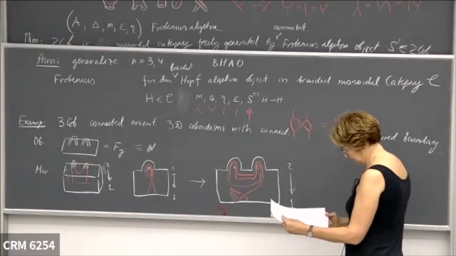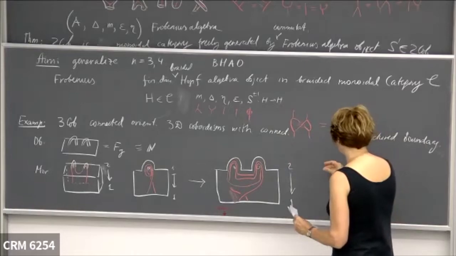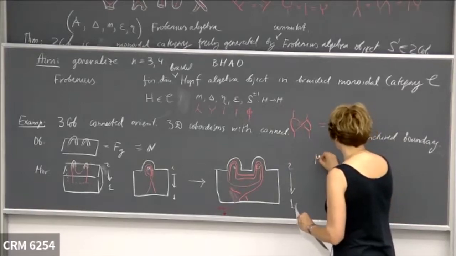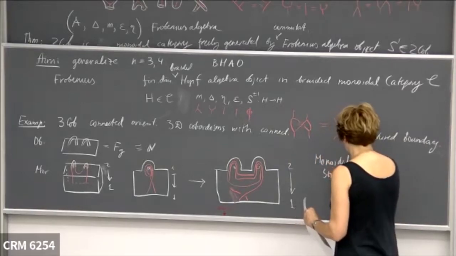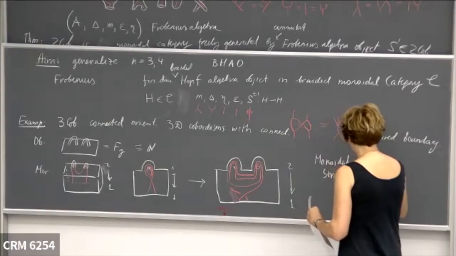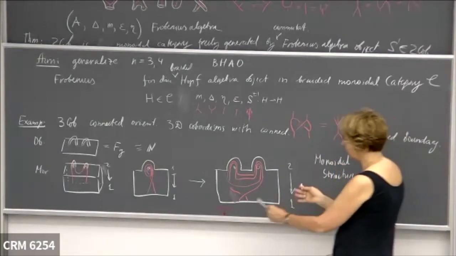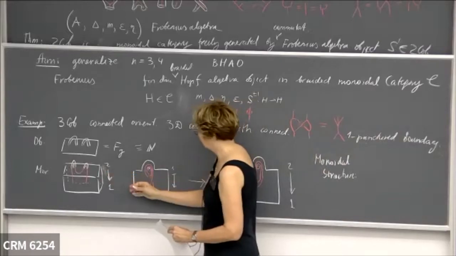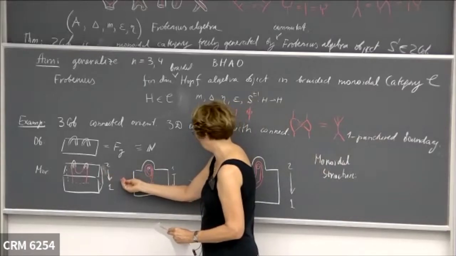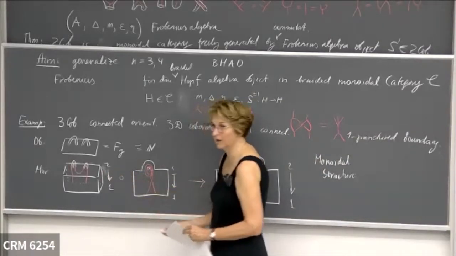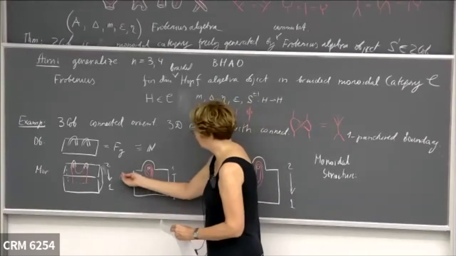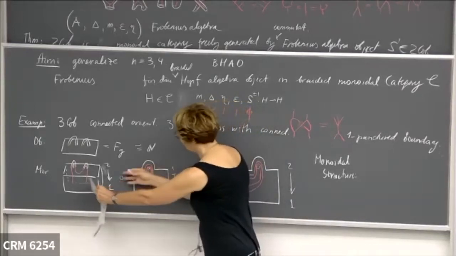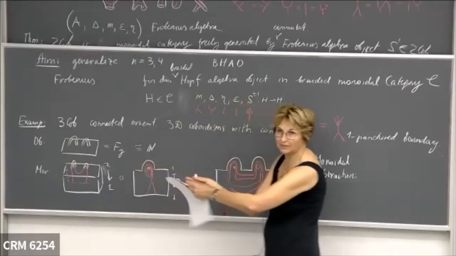And now about monoidal structures. So monoidal structure is given just by viewing side by side this guy. So for example, I can also compute here, instead of the composition, the product. And this will be just stacking these two cubes side by side.